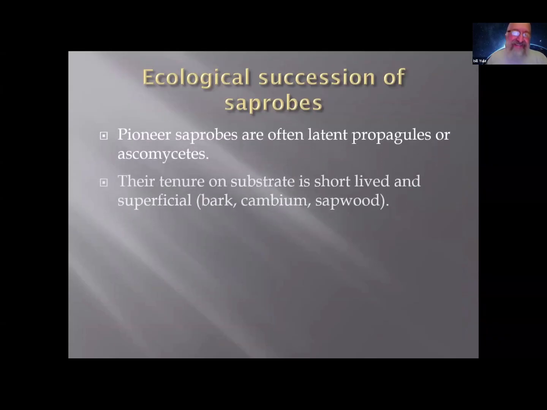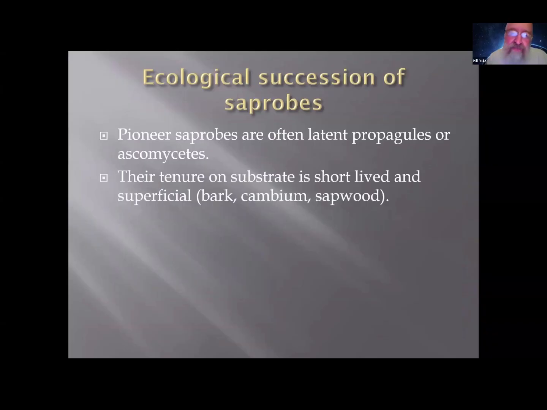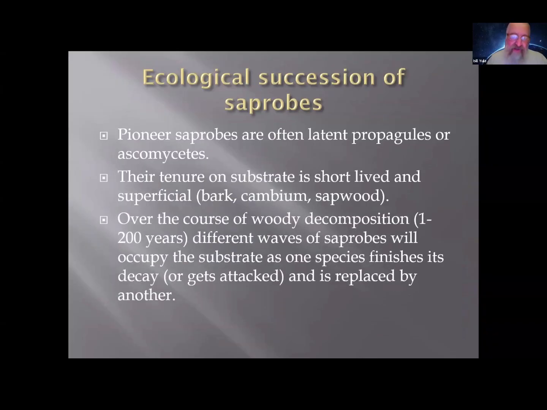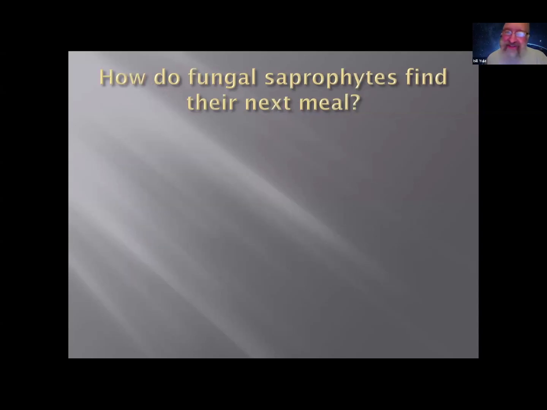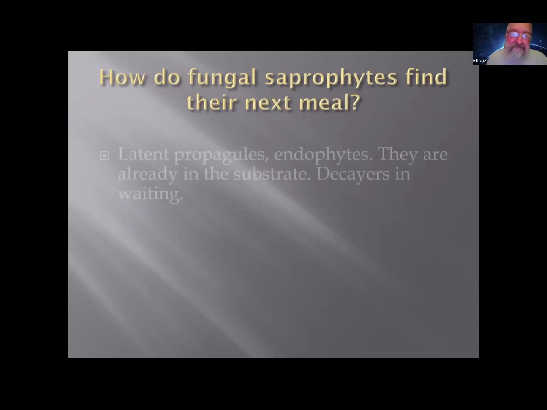And so this is sort of a synopsis of what I've just been going on and on about. Over the course of decay, it could be a couple hundred years, there are definitely predictable waves of saprobes that will come and decompose the wood as the chemistry of the wood is altered and changed by the predecessors. Pretty cool, really, if you think about it.